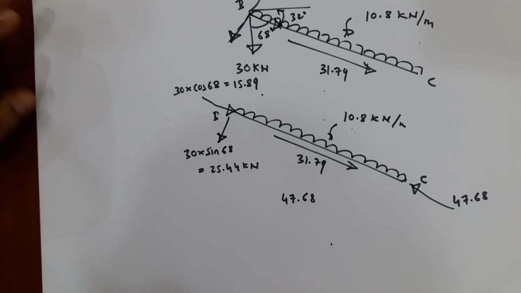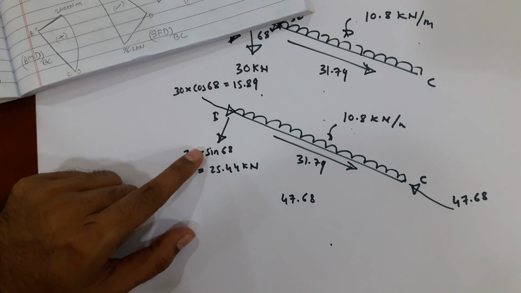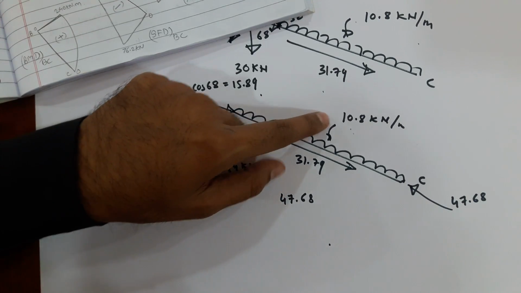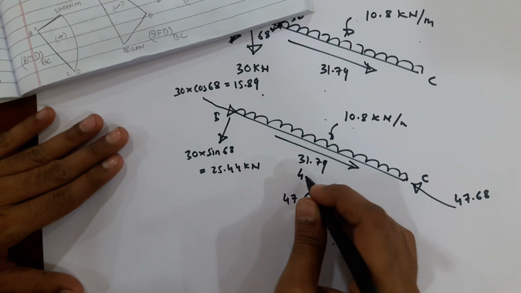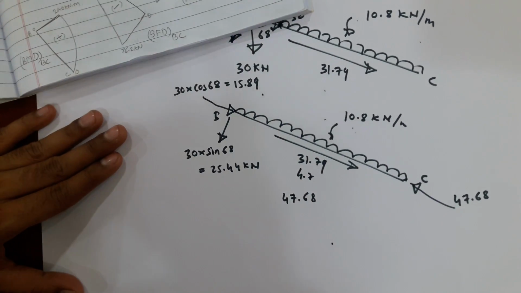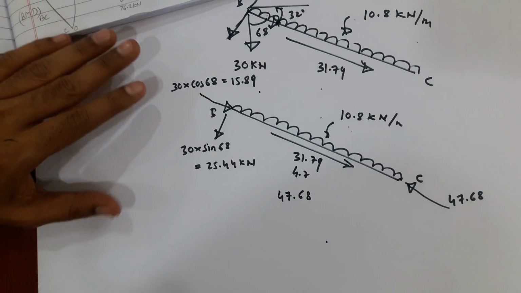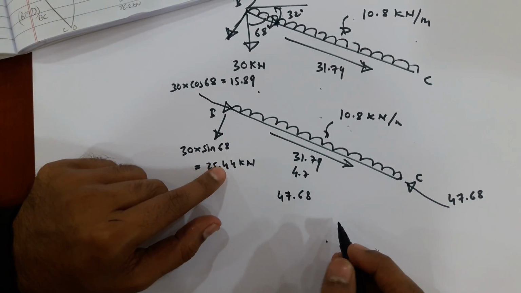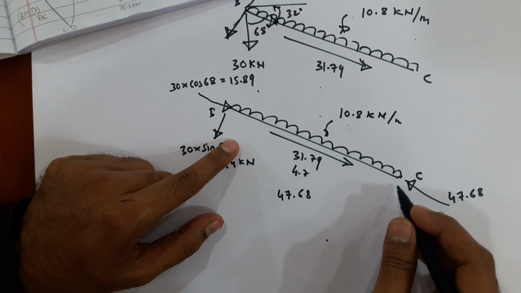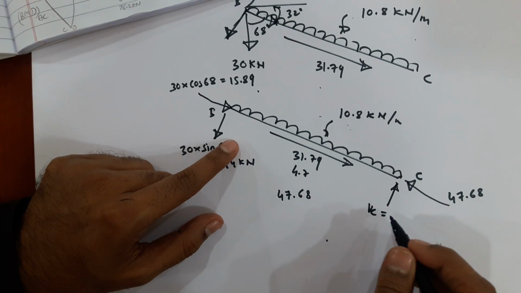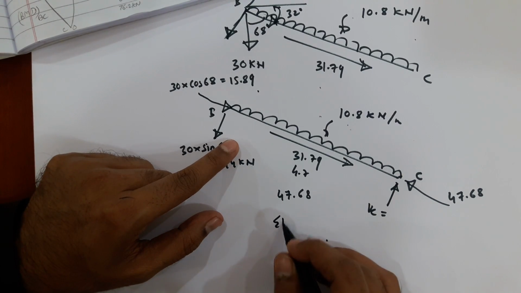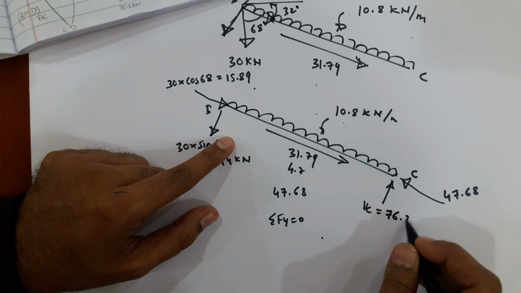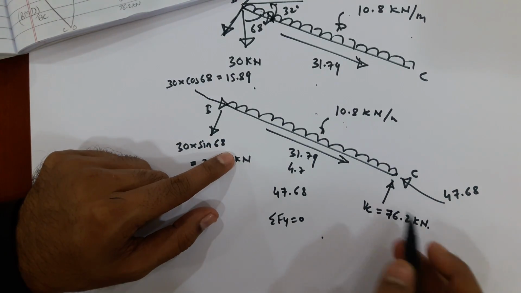Okay. Now see here, with respect to vertical direction, 25.44 kilonewton is going downward, 10.8 per meter, we also have to find the vertical reaction here. 25.44 is going downward, this entire UDL is going downward. Here we have to find VC. You can use summation of Fx, Fy equal to 0 in order to find VC. So VC you will be getting 76.2 kilonewton. You can easily find this.